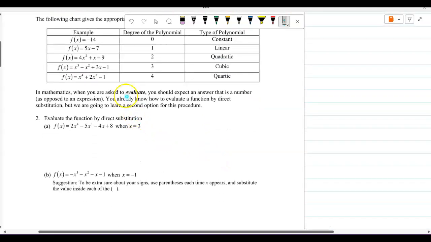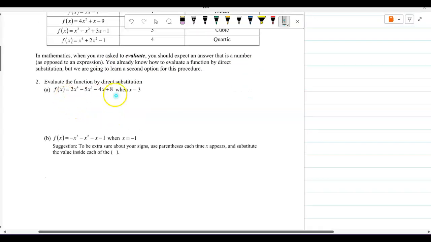Okay? So when you are asked to evaluate, you should think of the answer as a number. Evaluate. Direct substitution, so you know already what to do. You just put 3 directly in this. But how do you do synthetic substitution? Suppose you want to do this with synthetic substitution. You know how to do it?